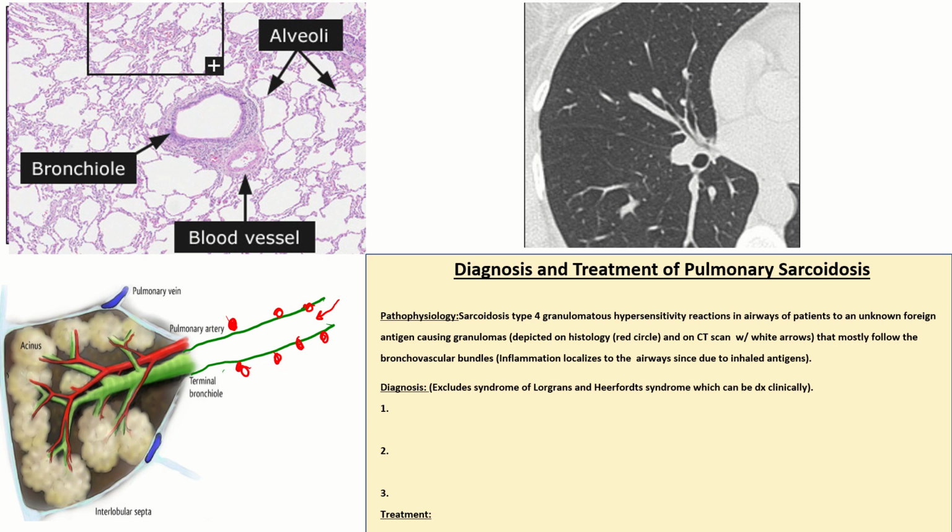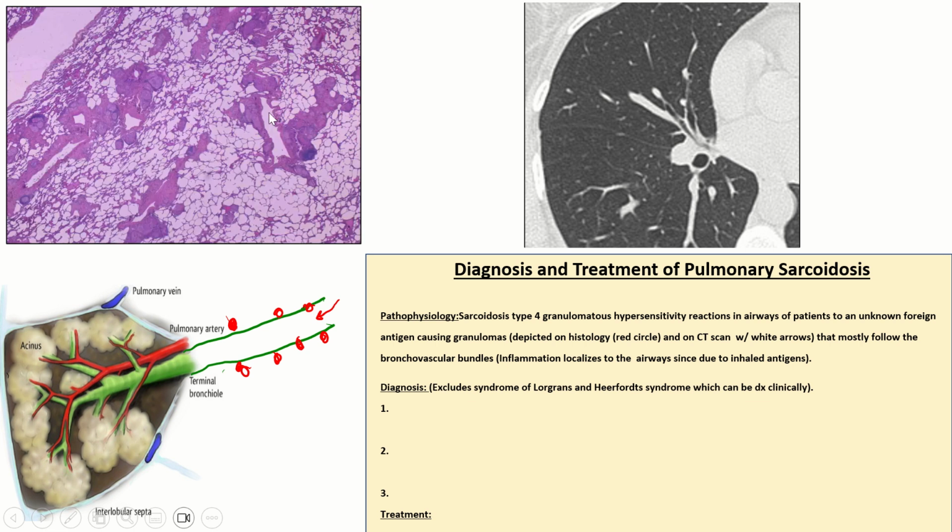So here is basically your normal lung. You can see your alveoli, you can see your bronchiole, you can see a blood vessel next to it. Really, you're getting granulomatous bronchiolar inflammation. So you can see a bronchiole here, a bunch of granulomas around it. Here, a bronchiole with a bunch of granulomas around it, and a bronchiole here with a bunch of granulomas around it. And that is subsequently also represented on the CT scan.